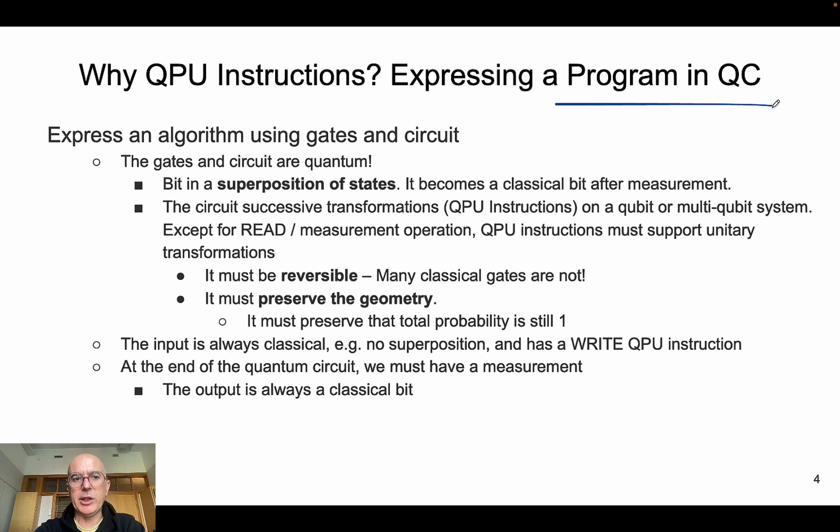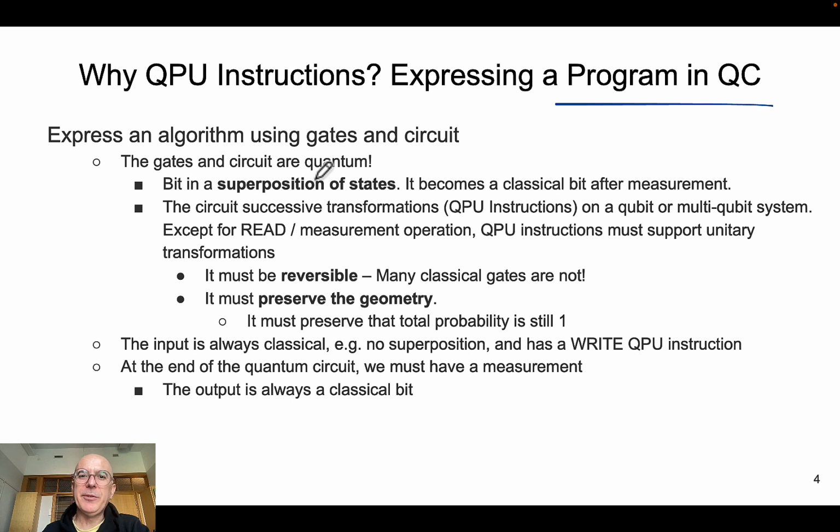Whenever we want to express an algorithm, all the most important algorithms in quantum computing are expressed using gates and circuits. So if we want to express an algorithm or write the code, what we're going to do is write a circuit that will consist of the basic building blocks that are the quantum gates, or QPU instructions. This is very similar and akin to classical computing, where, for instance, we can express an addition as a combination of AND gates and other gates.